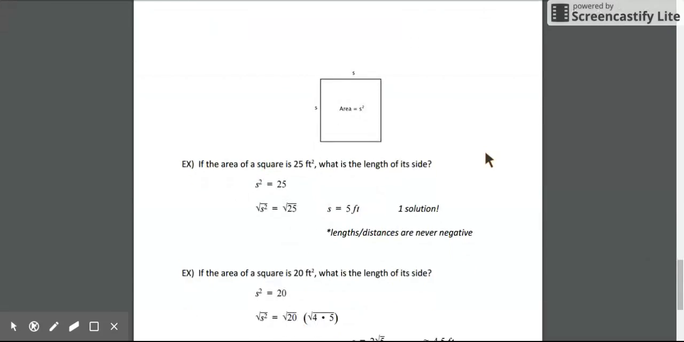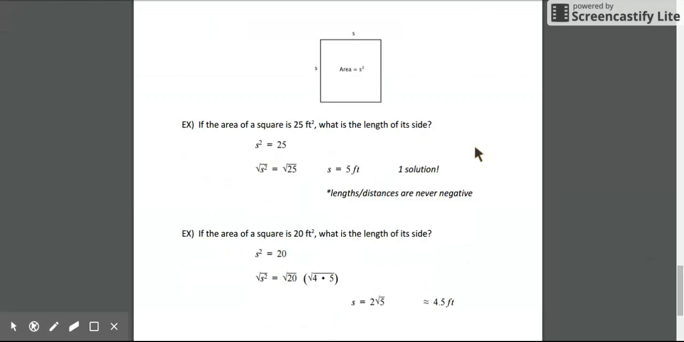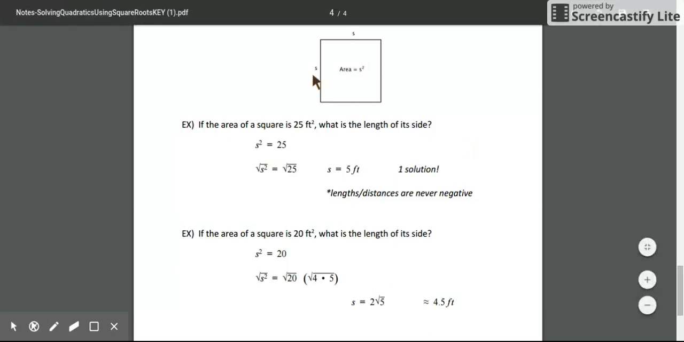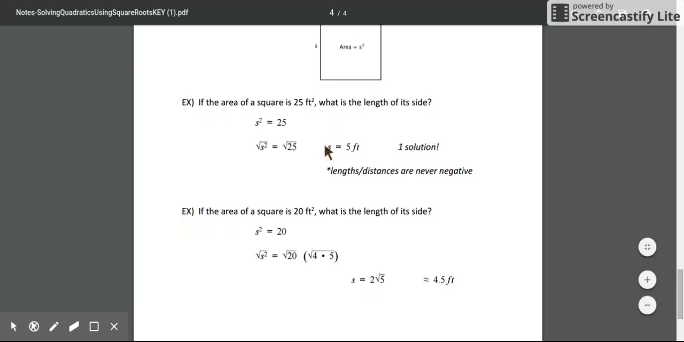One more thing we can talk about. Here's where the fancy term square comes from. Because if we have a square, the actual shape, to find its area, we multiply the length times the width, and in a square, they're the same exact thing. So s times s is s squared. So that's kind of where the term square comes from.